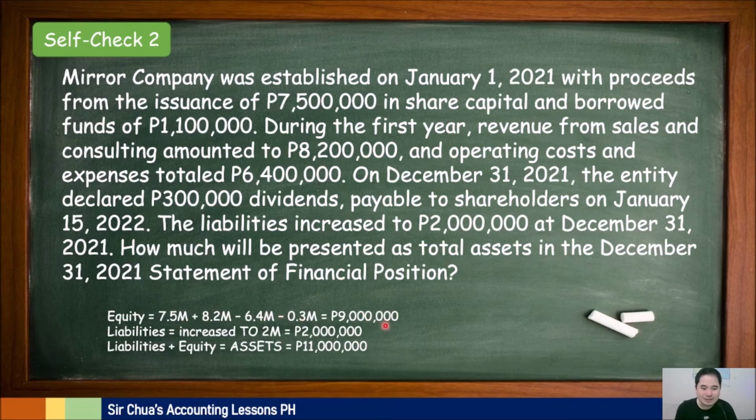Ngayon, wag kayo malilito. Sinabi naman na sa problem na the liabilities increase to. Ayan ha, ingat kayo sa English. Hindi po siya increase by. Ha? Increase to. Ibig sabihin, yun na yun. Yun na yung liabilities. 2 million. Okay? Since, meron ka ng equity, meron ka ng liabilities, liabilities plus equity is also equal to your asset. So, 9 million plus 2 million, the answer is 11 million.